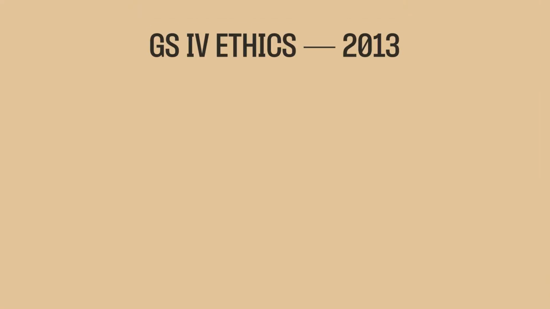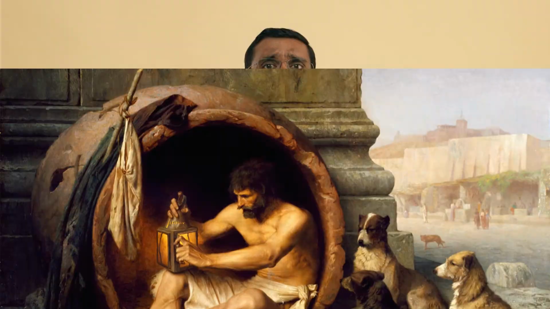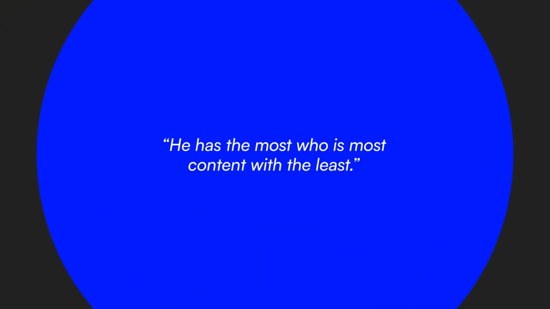In the year 2013, there was this quotation of Mahatma Gandhi: "There is enough for everyone's need, but not for everyone's greed." Now this quotation is a statement made by Gandhi where he's critiquing consumerist culture, where he's talking about minimalism. And I would have preferred to use Diogenes here. Diogenes is a Greek philosopher who spoke about this. He said he has the most who's most content with the least. Now this quotation of Diogenes captures the minimalism.